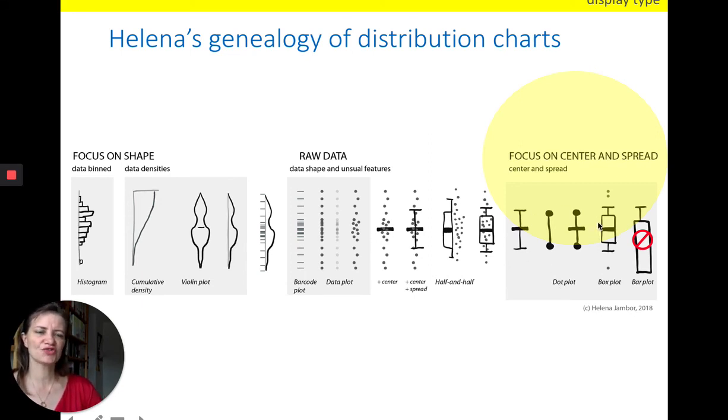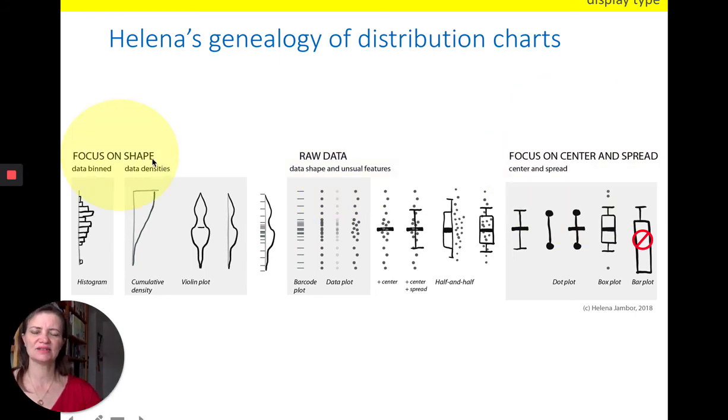However, only focus exclusively on the center and spread if you have normally distributed data. How do you know? Well, you first have to plot the raw data in order to see if it is actually normally distributed. If your data is not distributed normally, then the mean is sort of completely useless to give as a value.